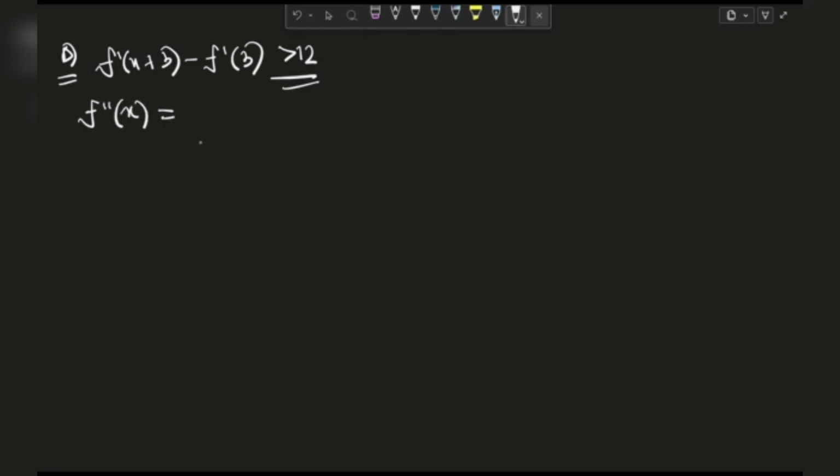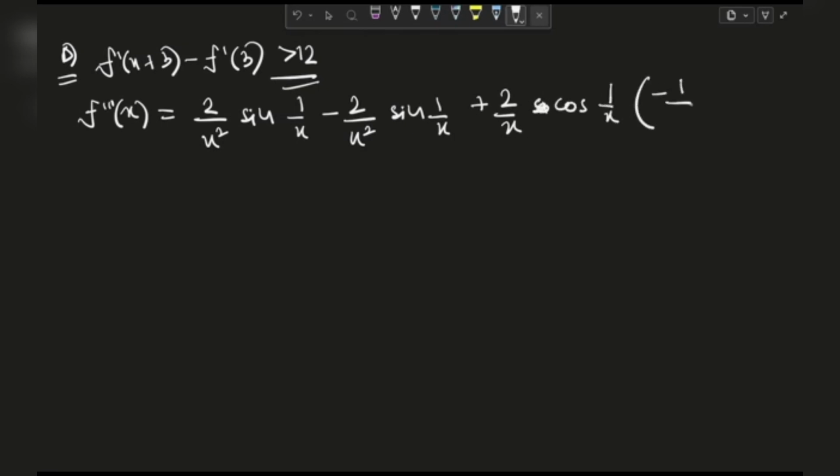So guys, I have already calculated this, so I'm not going above and showing you. You can go about 30-40 seconds earlier and you can get the f dash x there. I'm directly writing f double dash x. So this will actually become 2 by x square sine of 1 by x minus 2 by x square sine of 1 by x plus 2 by x, not sine, cos of 1 by x into minus 1 by x square. This is it. And I guess this will come out to be minus 2 by x cube cos 1 by x, which is less than 0.